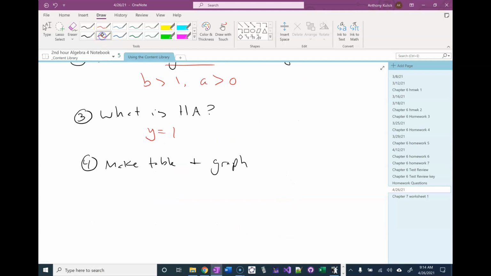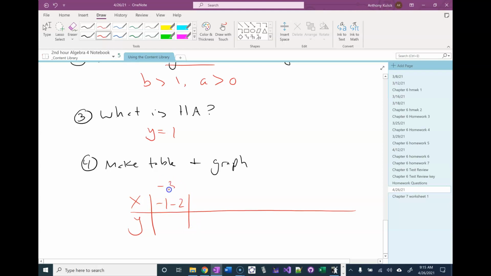So next thing up, we'll make our xy table and then draw a graph. In our case, our value for h was -1. So we have -1 minus 2, -1 minus 1, -1 plus 0, -1 plus 1, and then -1 plus 2.